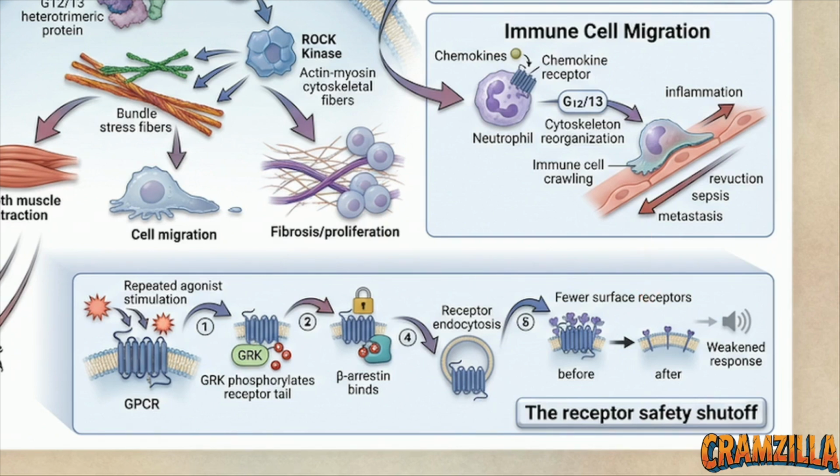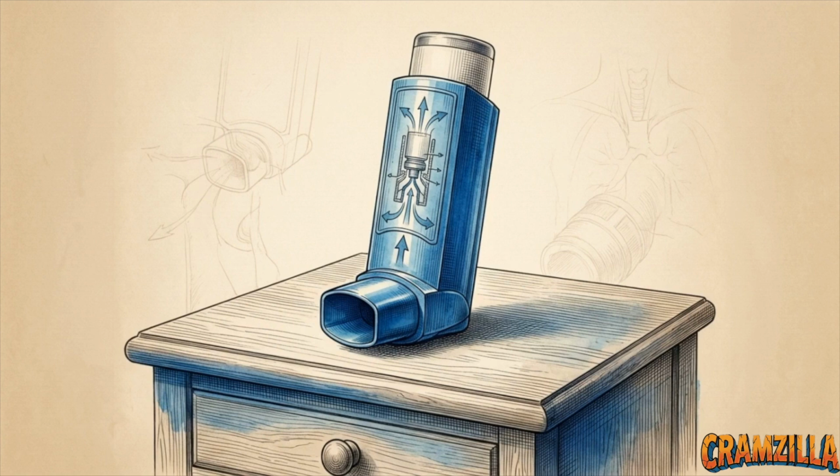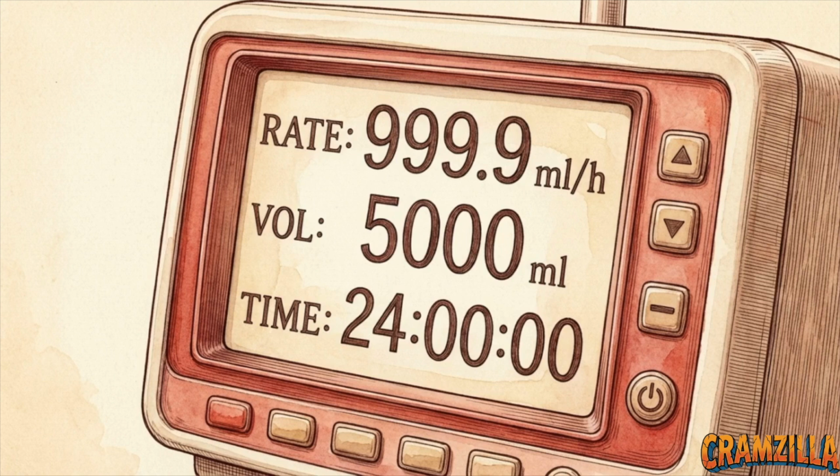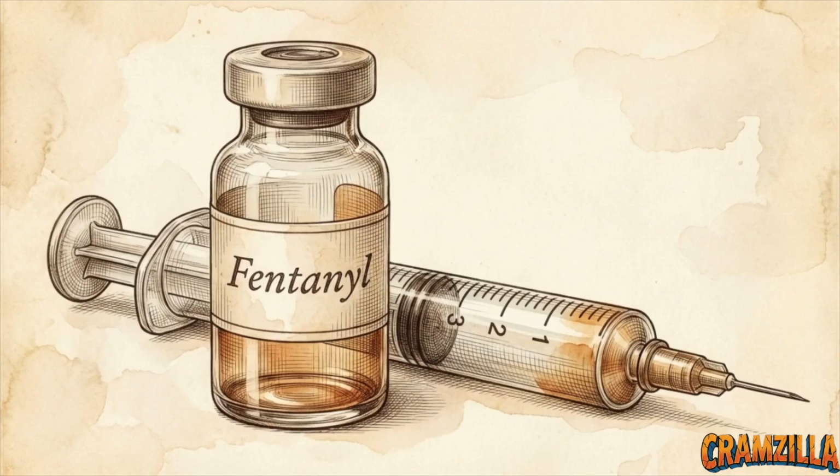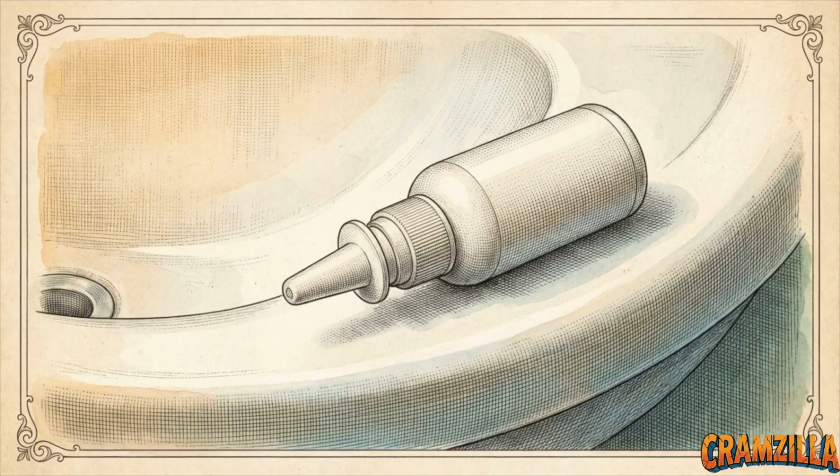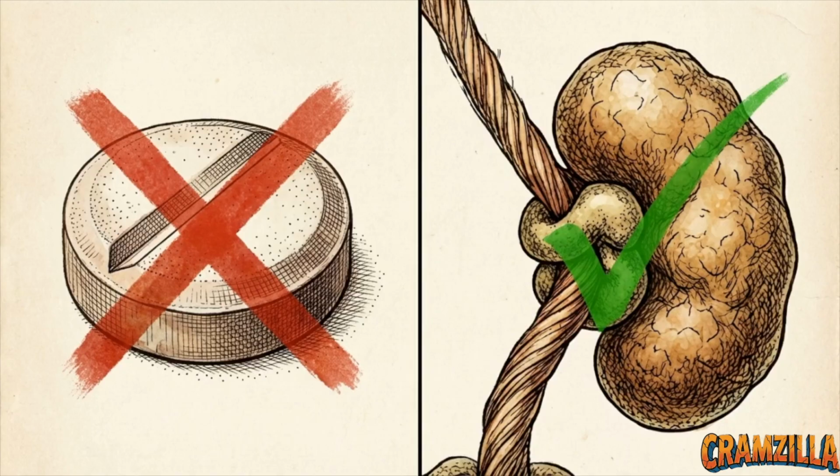This exact sequence explains why an asthmatic develops tolerance to salbutamol. It dictates why ICU patients require escalating vasopressor doses. It is the exact reason opioid receptors become tolerant to fentanyl, and why prolonged use of oxymetazoline causes rebound nasal congestion. Clinical drug tolerance is not a failure of the medication. It is the flawless execution of the cell's GRK and beta-arrestin safety protocol.